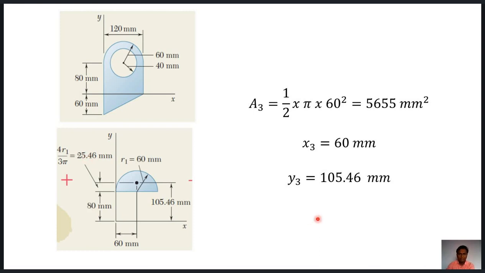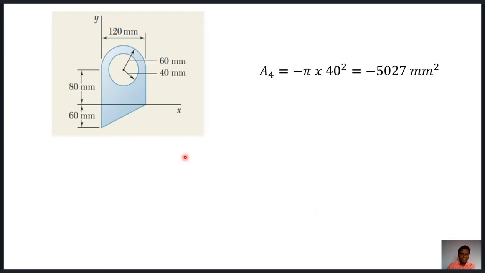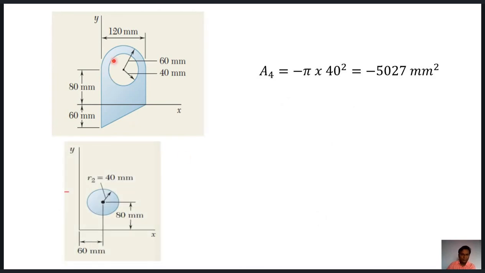Now we will go to the last area, that is A4. If you observe this given diagram, we need to exclude it, we need to subtract it. Here this is one complete circle whose radius is given as 40 millimeter. You can easily find its area, that is pi r square, so it is pi into 40 square. As we have to subtract it, we put a minus sign here. So this is equal to 5027 millimeter square, and it is a minus.